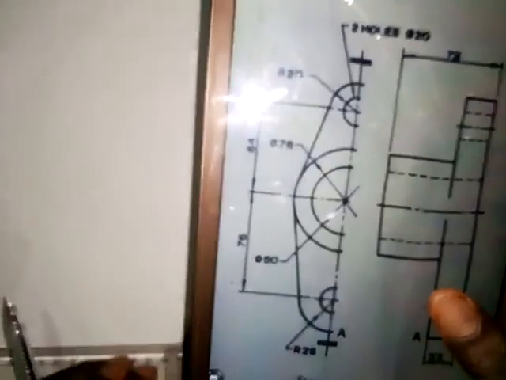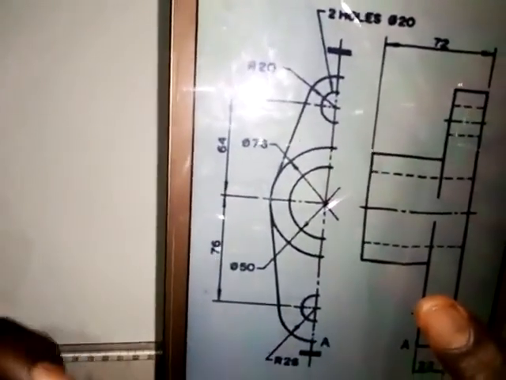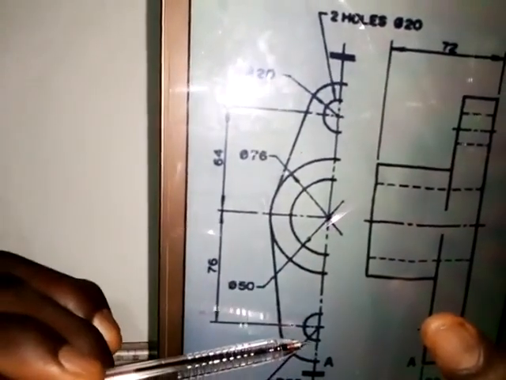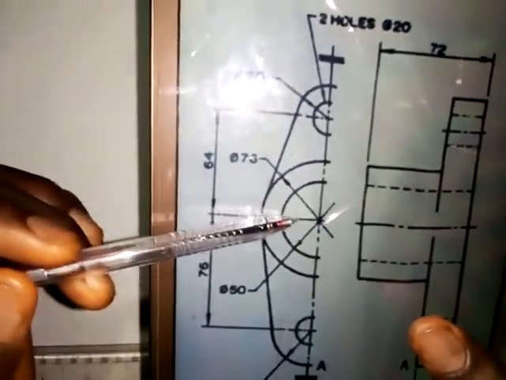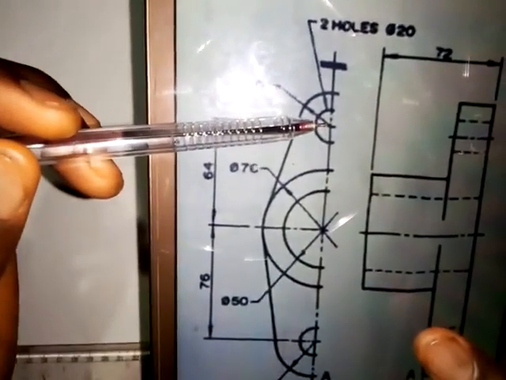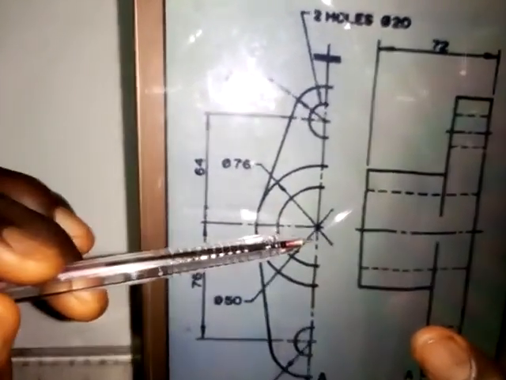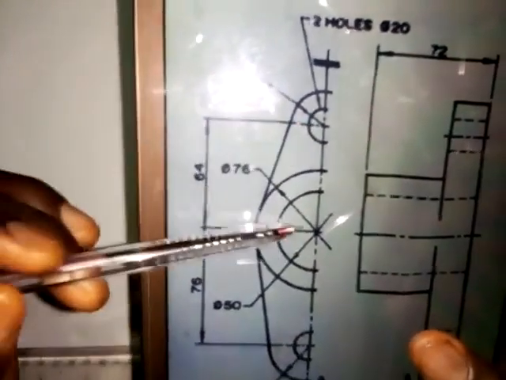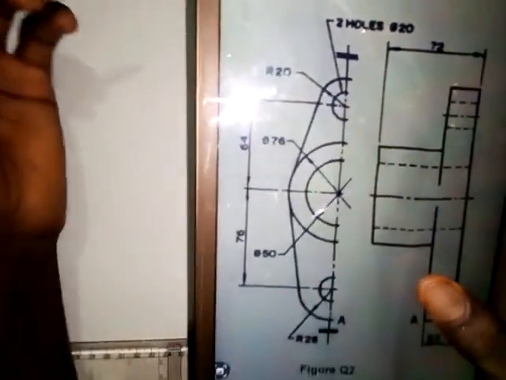So let's look at what we need to do. Before that, the center distance of this circle and this small circle is 76 millimeters, and for this small circle, the distance between the centers is 64 millimeters. Okay, so let's start and look at what we need to do. I believe this is going to be clear.